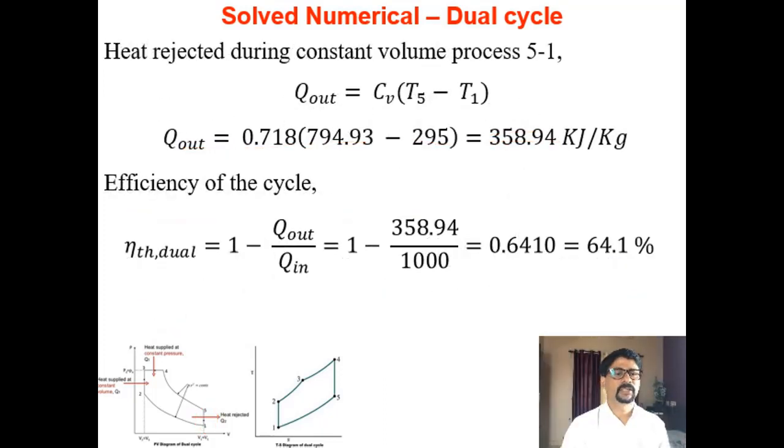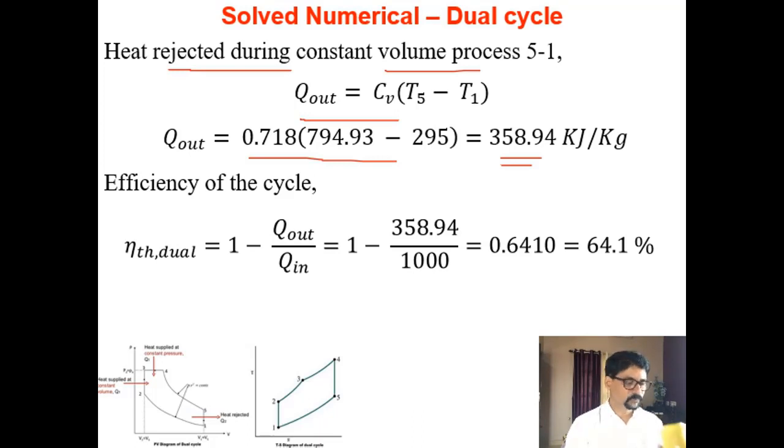Once you calculate T5, you can calculate the heat rejected during the constant volume process 5 to 1. So Q out is equal to Cv into T5 minus T1. Substitute here for Cv, T5 and T1, and you get the heat rejected during the process 5 to 1 as 358.94 kilojoules per kg.